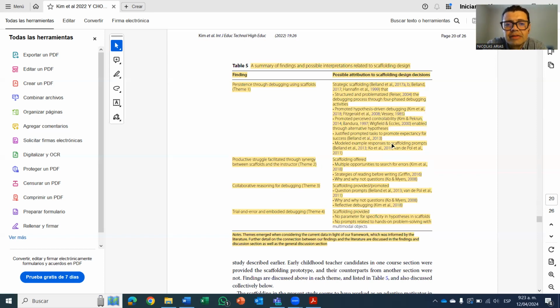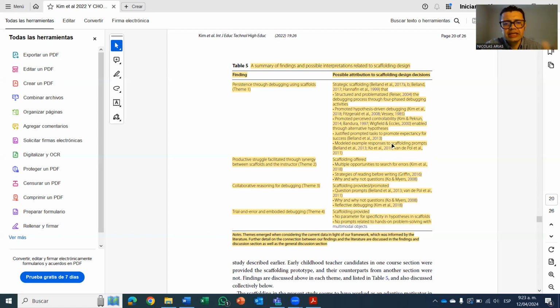that in the first finding, the presence of debugging using scaffolds: strategic scaffolding structured and problematized the debugging process through four-phase debugging activities, promoted hypothesis-driven debugging, promoted perceived controllability, enabled alternative hypotheses, justified prompted tasks to promote expectancy for success, and model examples proposed scaffolding prompts.